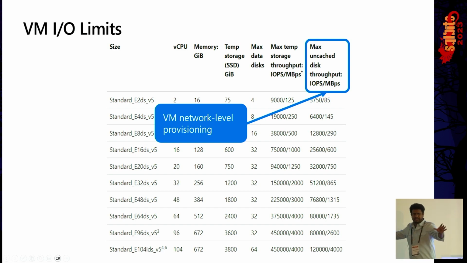If you open the docs on learn.microsoft.com, and look at each and every VM and their limits, this is what it starts with. First one you see is max uncached disk throughput. That is the VM network level provisioning. What exactly it means is, for every VM, we say that this VM can go only till 38,500 IOPS. That's the max this VM can go till. So that is the max of uncached disk throughput.